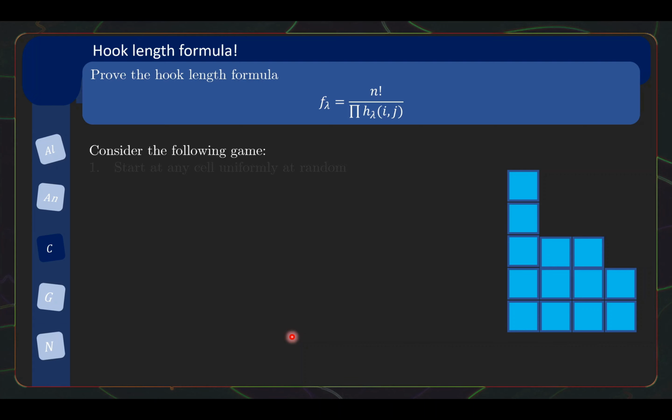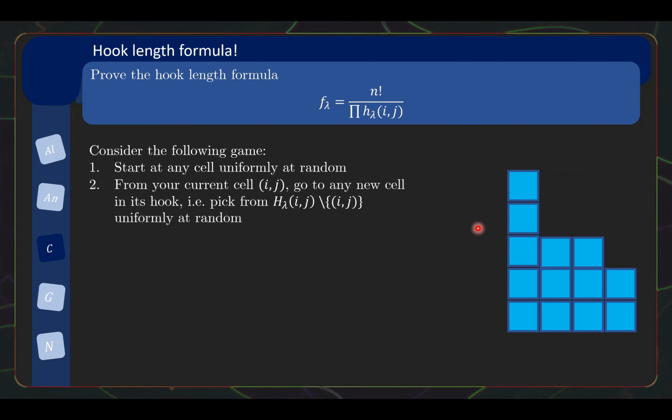So consider the following game. This game starts off by letting you select any cell in the Ferris diagram uniformly at random. Then from your current cell, you go to any new cell in its hook, excluding itself. So basically pick from the hook, excluding the cell itself, uniformly at random. For example, maybe you start off here, then you can go to any of these other 6 cells. There are 7 cells in its hook, but you exclude itself in the next iteration. You keep doing this until you reach a corner cell, because that will be the end, where you cannot go to any new cell in its hook.